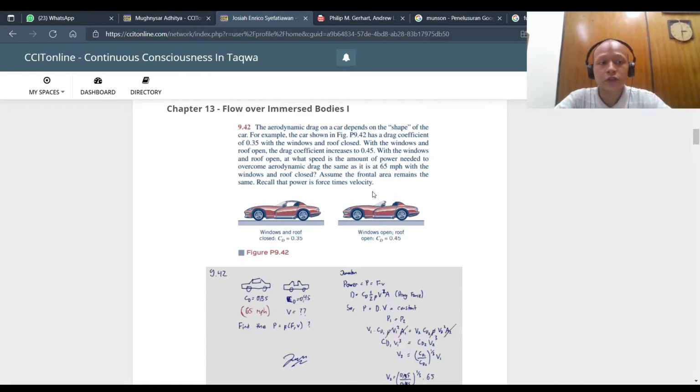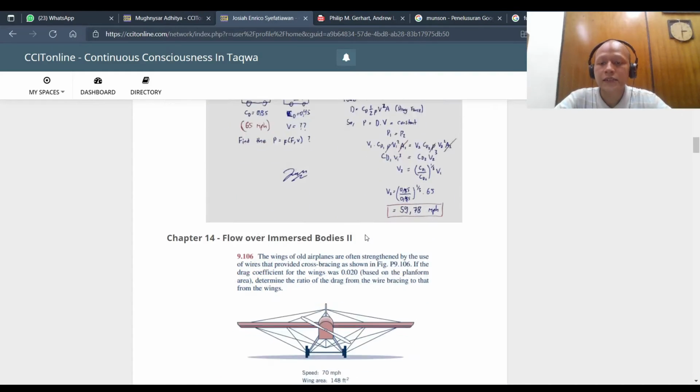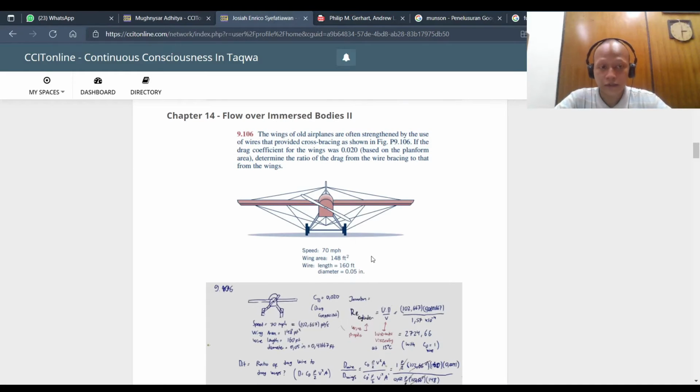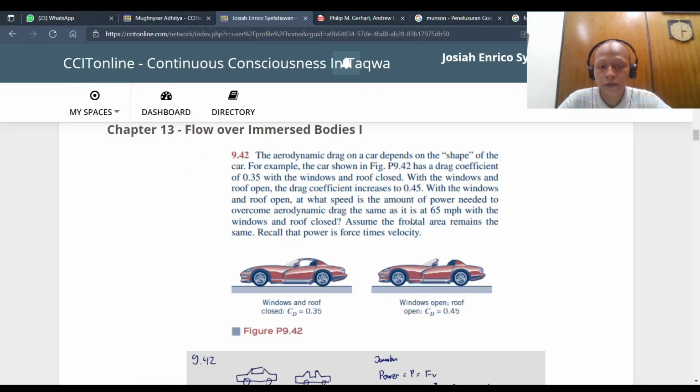To practice, we're gonna do two exercises. The first one is related to car aerodynamics, and the second one is related to airplane drag coefficient. So let's start from the first one, number 42. As you can see here, we zoom out first.